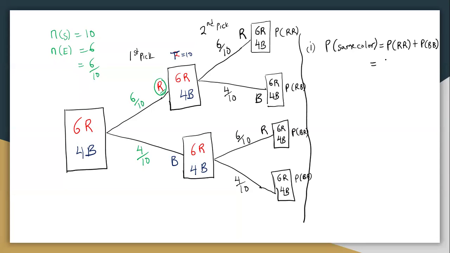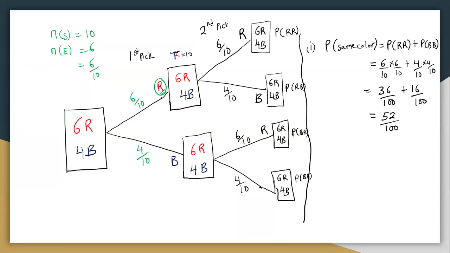So since we have said that these are independent, I'll look for RR. R is 6 out of 10 times 6 out of 10, plus BB, which is 4 out of 10 times 4 out of 10. So 6 times 6 is 36 out of 100 plus 4 times 4, which is 16 out of 100. Then what do I do next? I will add 36 plus 16 and I will end up with 52 out of 100.